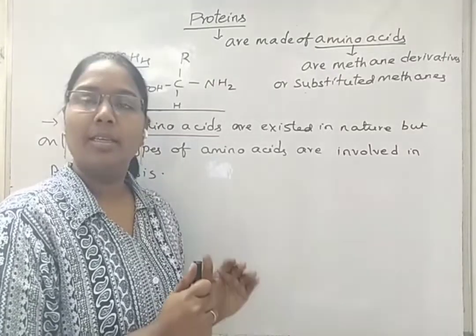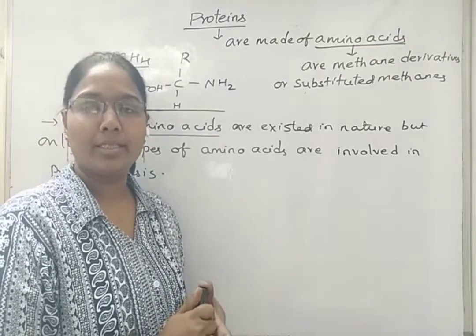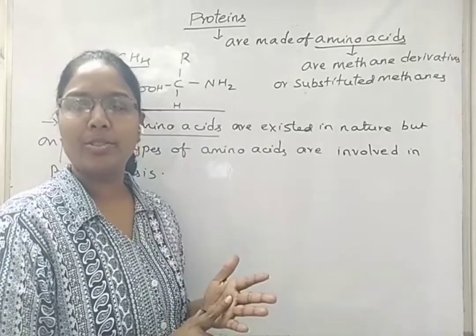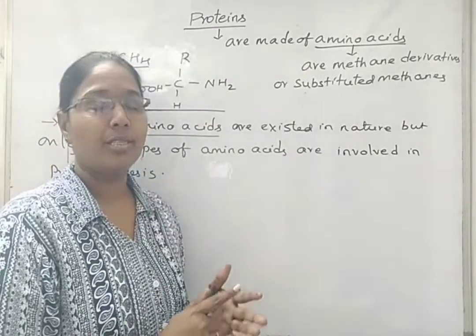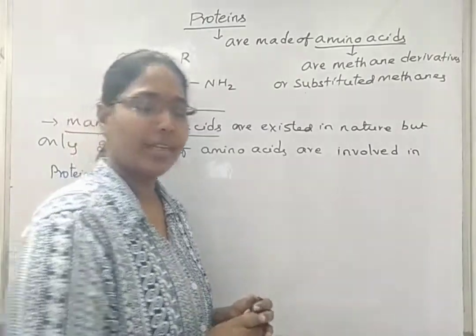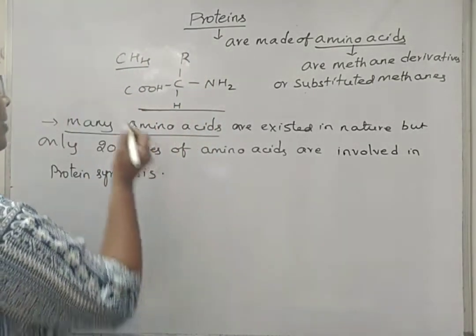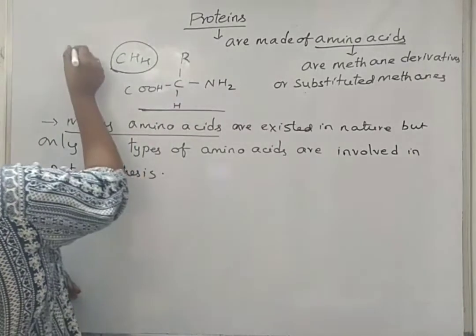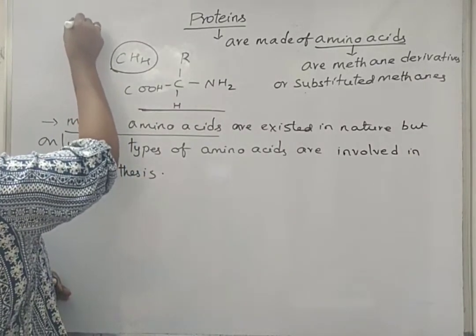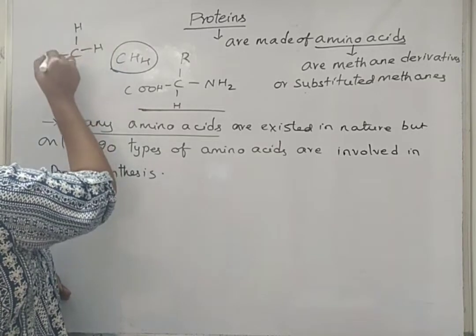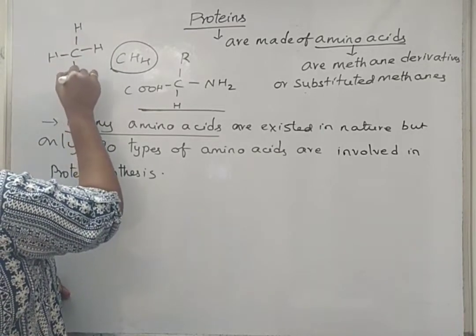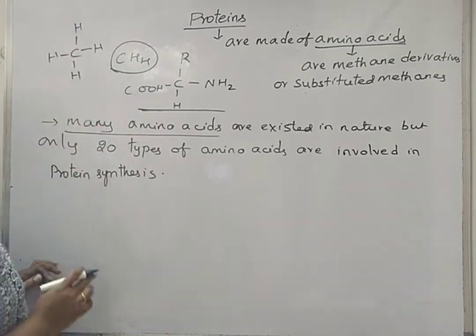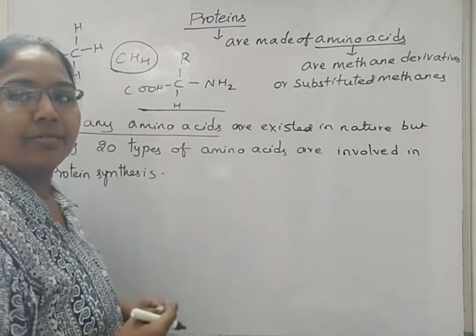Why? Because the basic structure of an amino acid has one carbon and a number of hydrogens, but among those hydrogens some are replaced by different types of functional groups. Suppose we know that the general formula of methane is CH4. It has a central carbon and, based on the valency of carbon, it has 4 hydrogens around it. Any 3 of these 4 hydrogens are replaced by different functional groups.